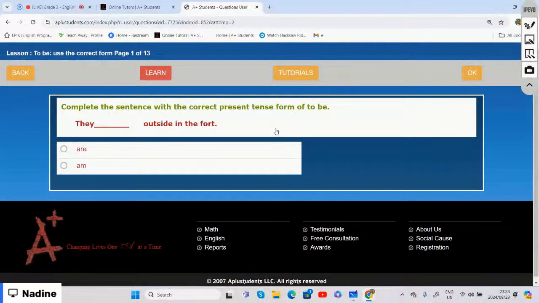All right. And if we were to choose the correct one, then yes, we would say they are outside in the fort, because if we make mention of more than one person doing an action, then we say they are outside in the fort. Well done.